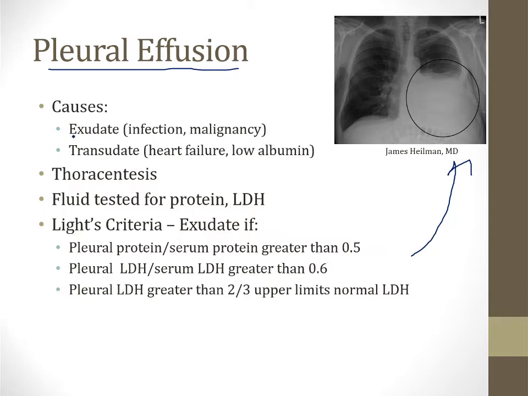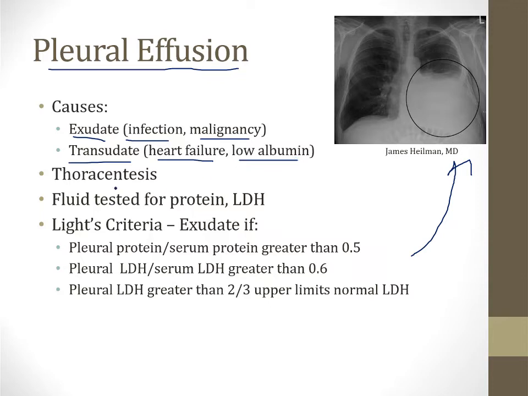The effusion could be an exudate, and if it was, that would mean it might be caused by an infection or malignancy. On the other hand, the effusion could be a transudate, and if that's the case, it could be caused by high hydrostatic pressure, like you see in heart failure, or low albumin, like you see in liver and renal disease. How are you going to tell the two apart when they look the same on x-ray? They just appear like a pleural effusion.